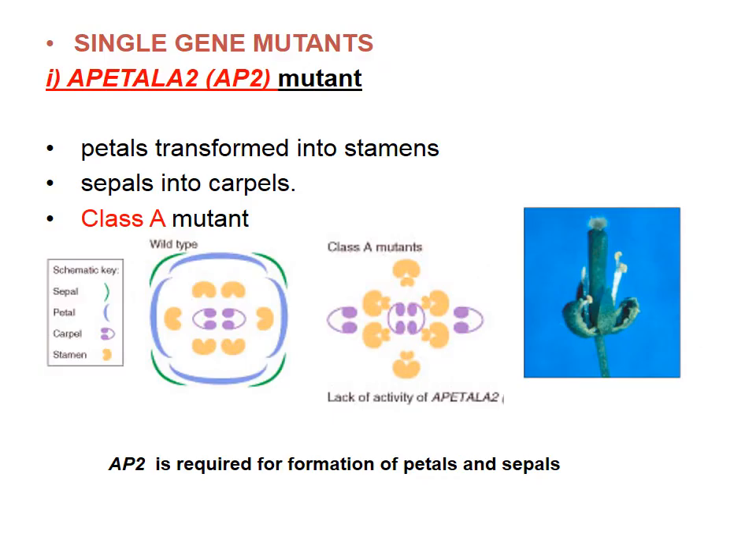To explain it in a better way, single gene mutants. First, to mutate Apetala 2. Here, petals transformed into stamens and sepals into carpels. These are called class A mutants. This concludes that AP2 is required for the formation of petals as well as sepals. Petals and sepals means the outer organs. And when AP2 was absent, only the stamen and carpel were present.